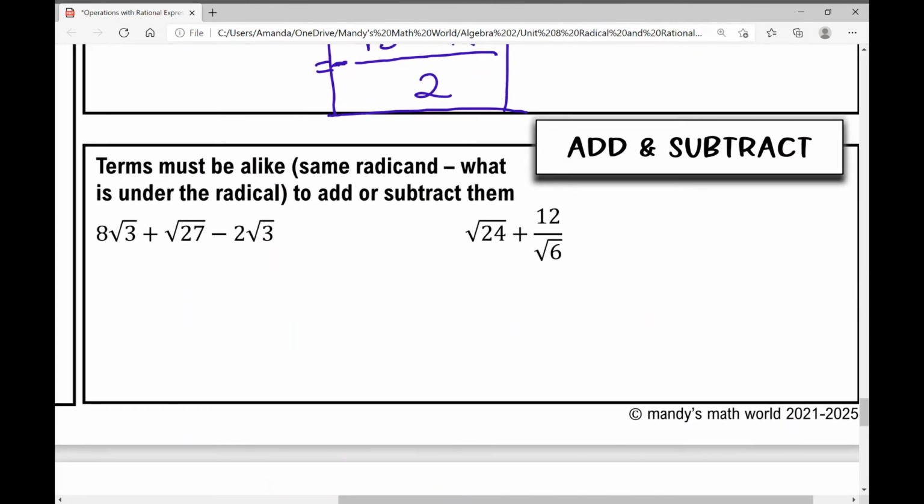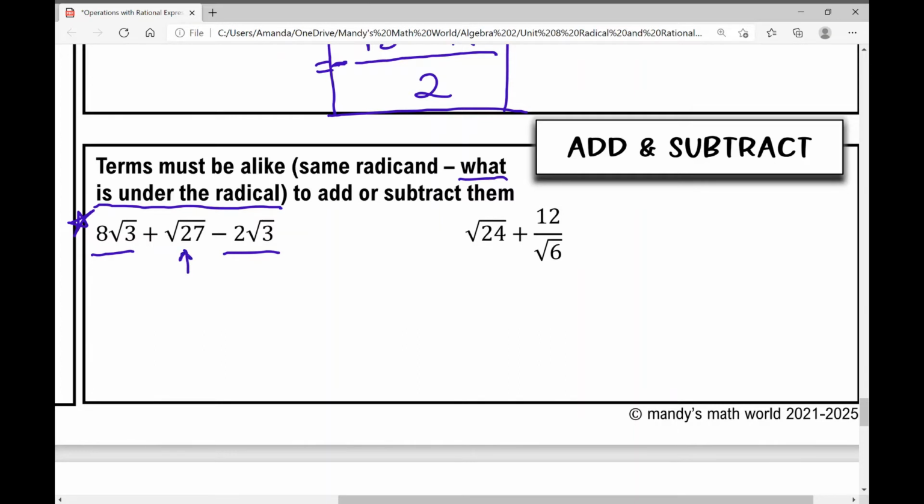So remember, we need like terms when we're adding and subtracting. So like terms in radical world are the terms that have the same radicand. That is whatever is under the radical. So for example, in this first one right here, I have 8 root 3 plus root 27 minus 2 root 3. Well, I already know that 8 root 3 and negative 2 root 3 are like terms, but what I don't know is this right here.